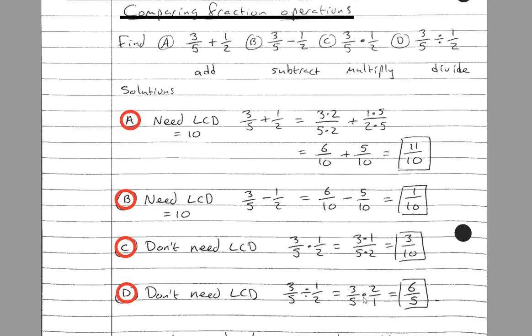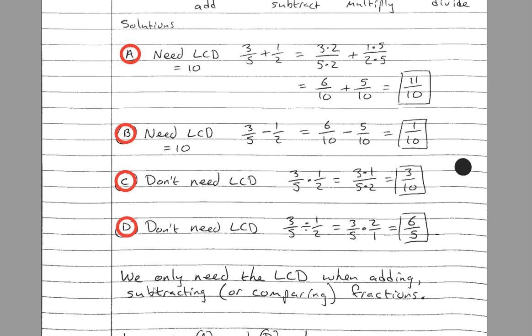And for division, keep, change, flip. So it's 3 over 5 times 2 over 1. Dividing by a fraction is the same as multiplying by its reciprocal, and we get 6 over 5. We only need the LCD when we're adding, subtracting, or comparing fractions. If you're just multiplying or dividing, you don't need an LCD.